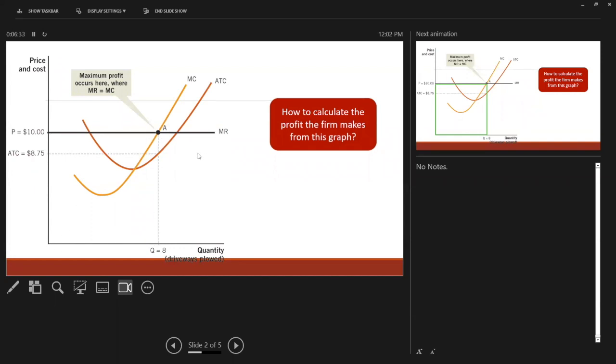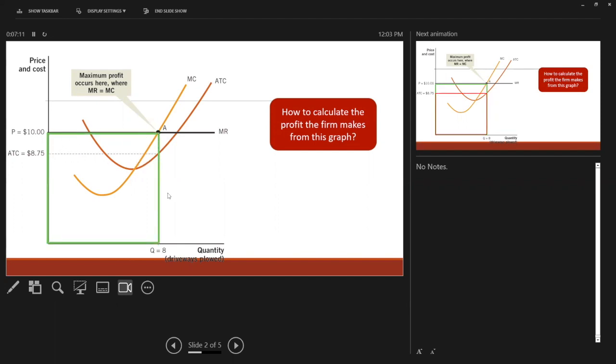Okay, now how do we find the cost? Well, cost is the average total cost multiplied by Q. That's the total cost. And here we are utilizing this average total cost curve to find the total cost corresponding to the current production level, which is Q equal to 8. So when you are producing 8 units, the average total cost is 8.75. Then the total cost is 8.75 by 8. And on this graph, the corresponding area is the lower rectangle.